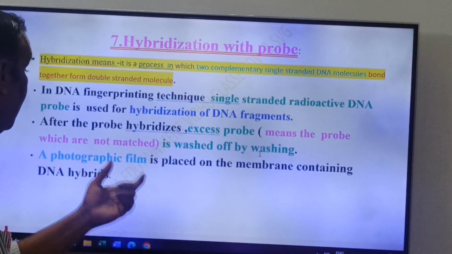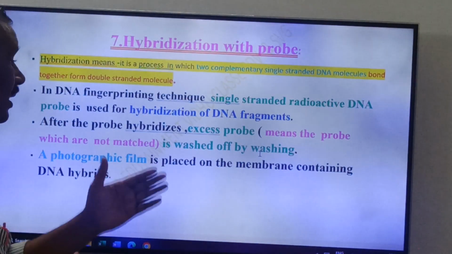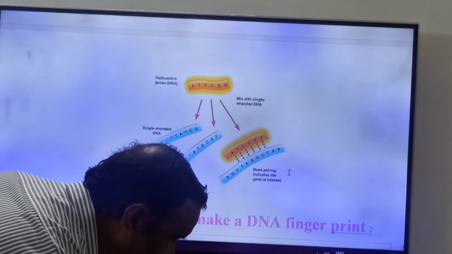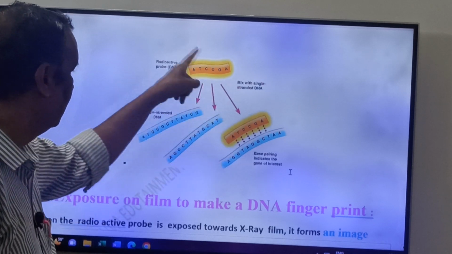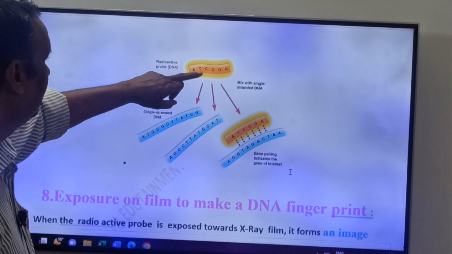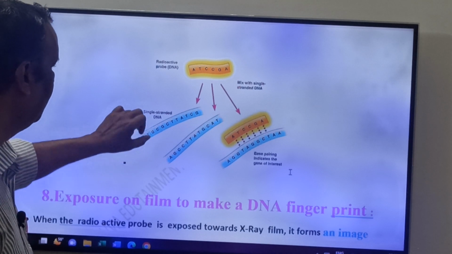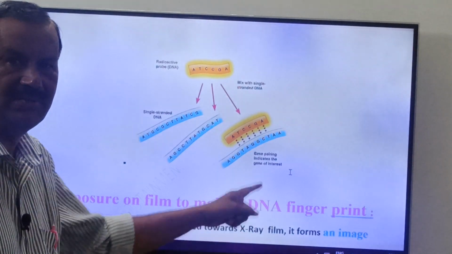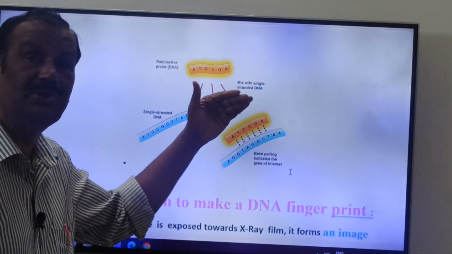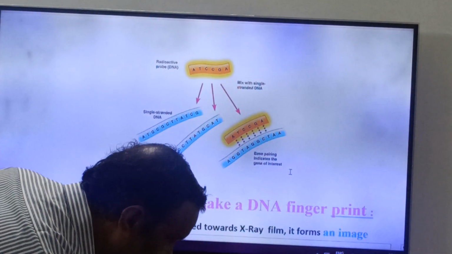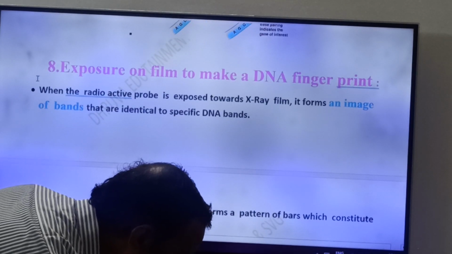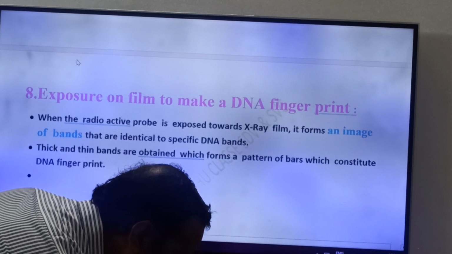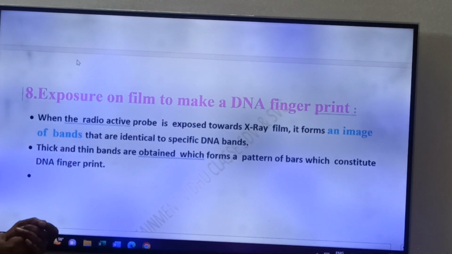Now, the next step: a photographic film is placed on the membrane containing the DNA hybrids. Here the radioactive single stranded probe is complementary to the sample, forming double stranded DNA. This is hybridization, quite the opposite of denaturing. Now the last step: exposure on film to make a DNA fingerprint.